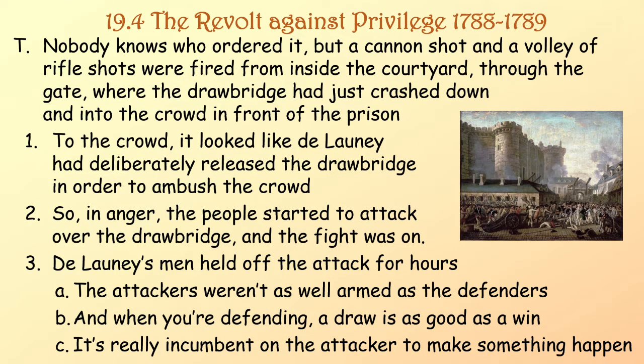Nobody knows who ordered it, but a cannon shot and a volley of rifle shots were fired from inside the courtyard through the gate where the drawbridge had just crashed down and into the crowd in front of the prison. To the crowd, it looked like Delaunay had deliberately released the drawbridge in order to ambush the crowd. So in anger, the people started to attack over that drawbridge, and the fight was on. Delaunay's men held off the attack for hours. The attackers weren't as well armed as the defenders, and when you're defending, a draw is as good as a win. It's really incumbent upon the attacker to make something happen.